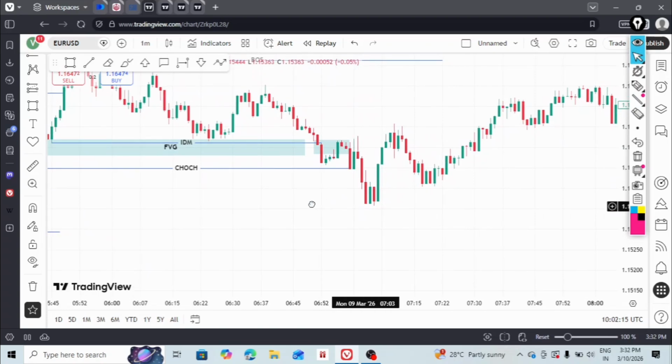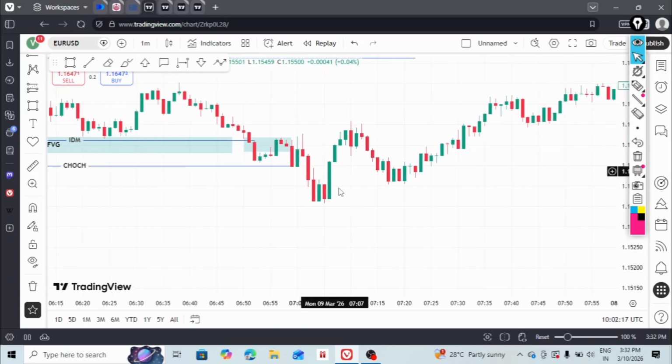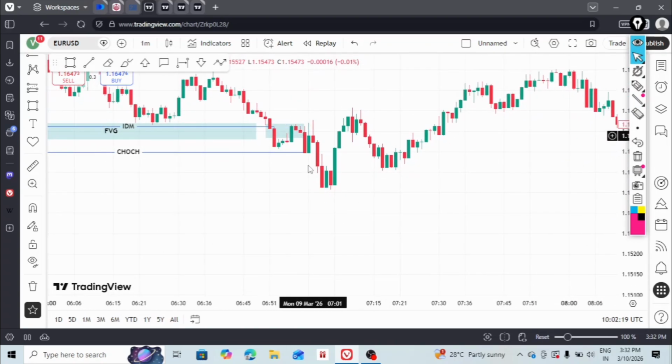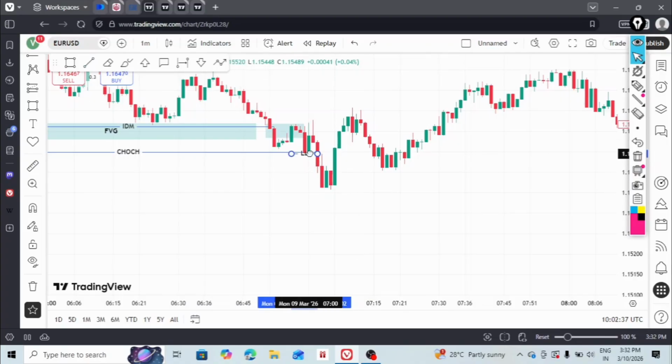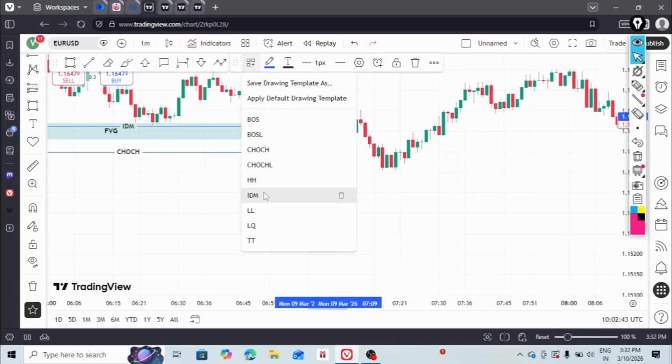After the change of character, we have to find our inducement. If you look at here, we have the lower low around here. If we look properly, this is the lower low here. Lower low confirms this is the inducement, so this will be our inducement level.